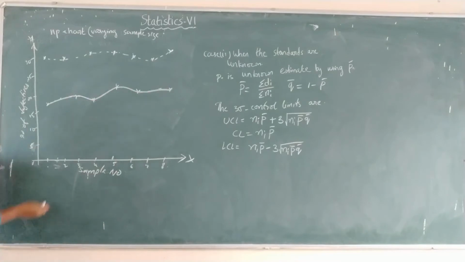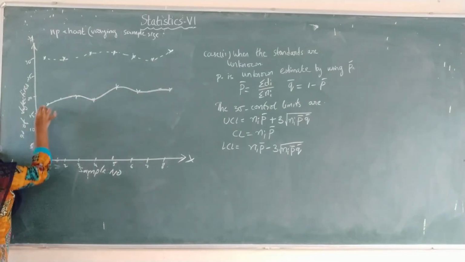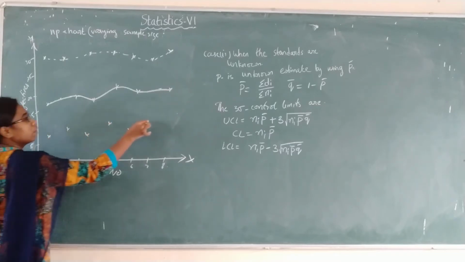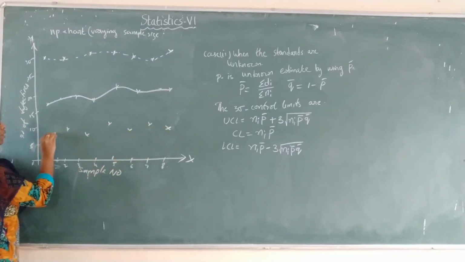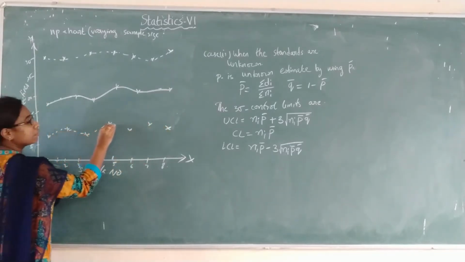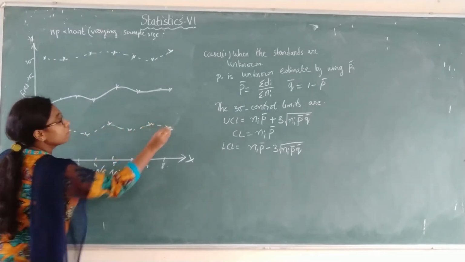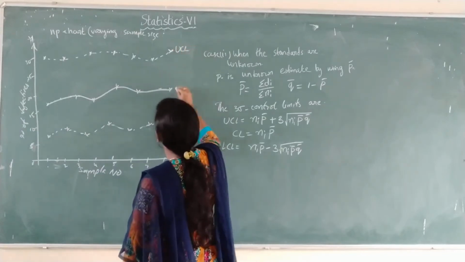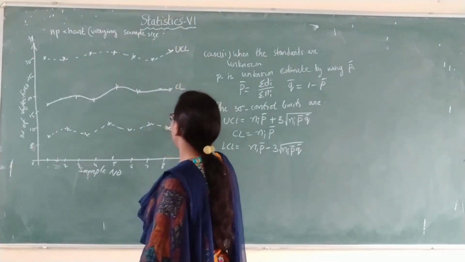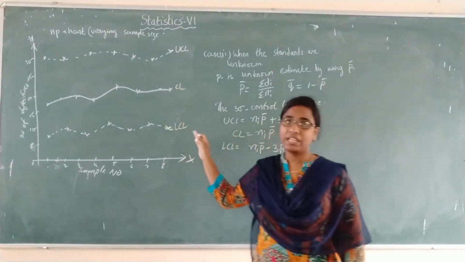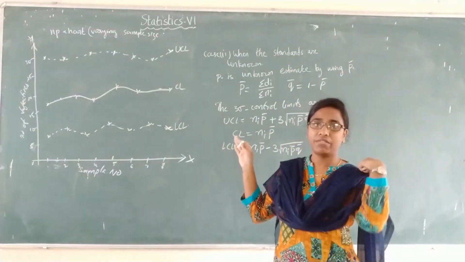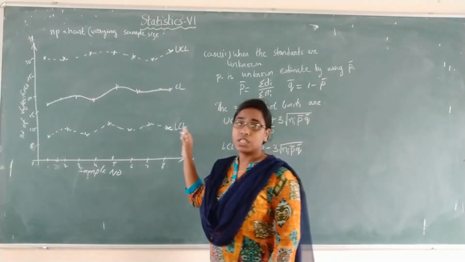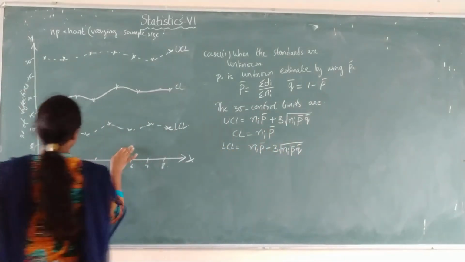Similarly, we will be plotting the LCL also. If you plot the LCL, the LCL should be joined by using the dotted line. So after plotting UCL, CL and LCL, you will not get a straight line, you will get different values. So you get the curve kind. So this is the NP chart.